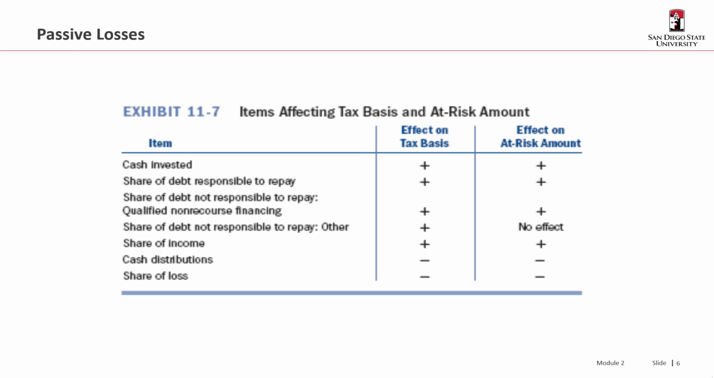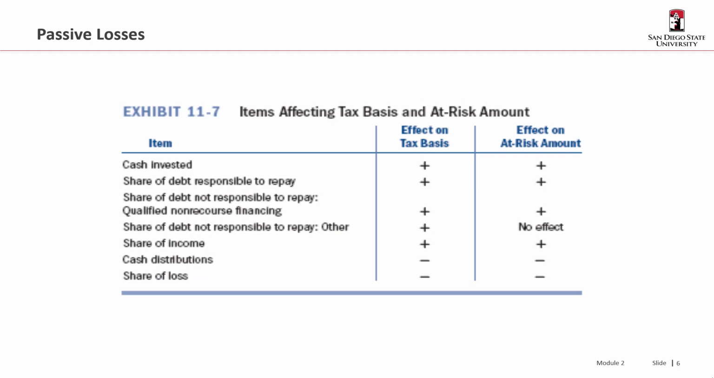Okay, so when we compare the basis amount, and basis tends to be intuitive for most people, and some of these issues we'll deal with when we ultimately get to Module 5, but at risk seems to be a little more cloudy. But look, when you look at this exhibit, and this is a great exhibit. Learn it, know it, live it. Cash invested increases both basis and at risk. Share of debt that you're responsible to repay. Well, what's another way to describe that? How about recourse debt? That's included in basis and at risk.